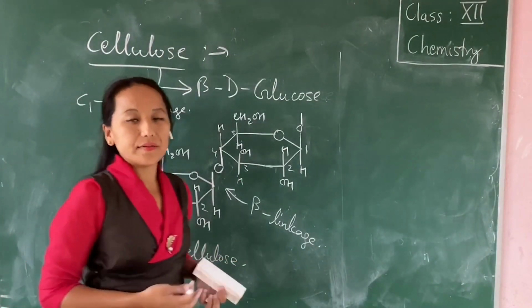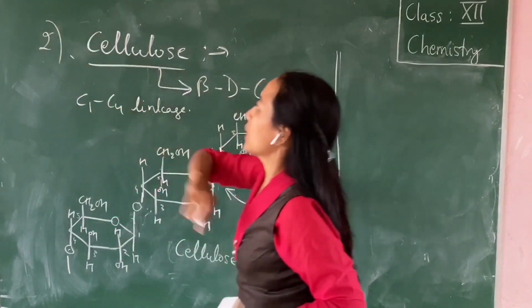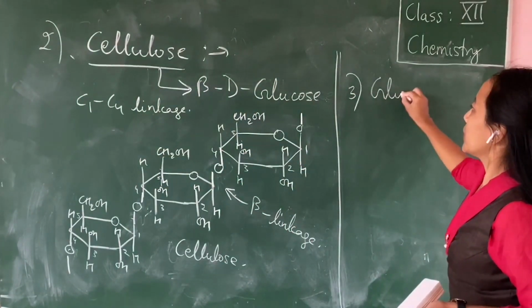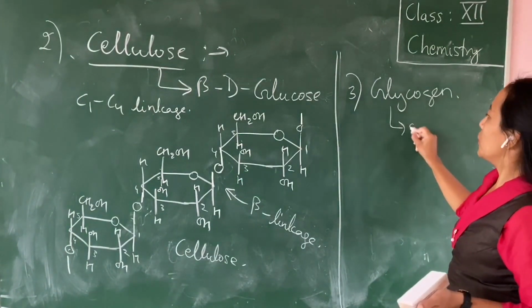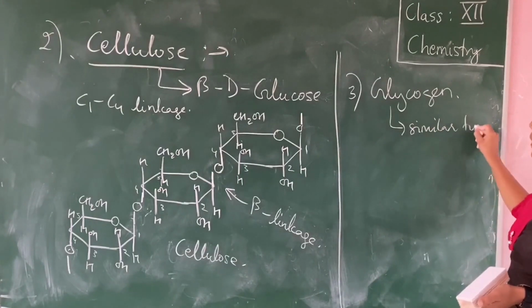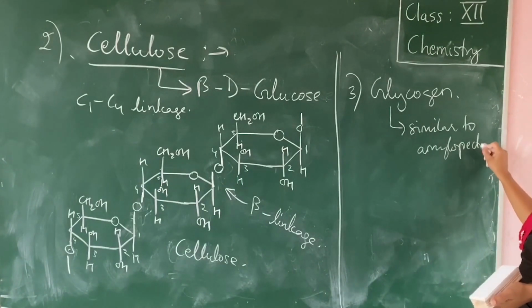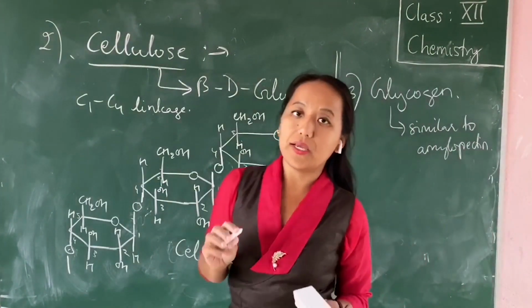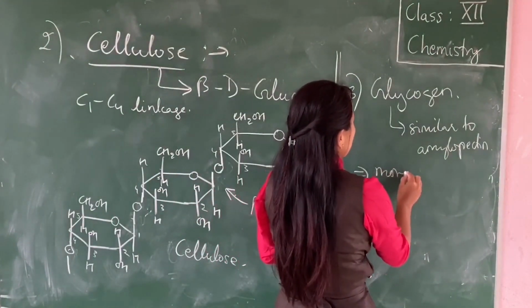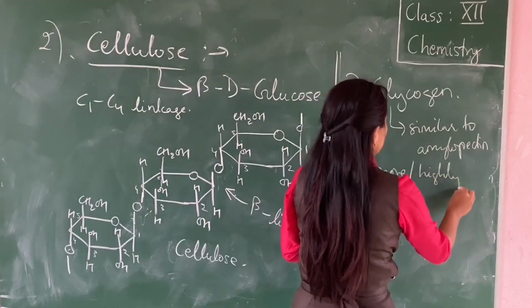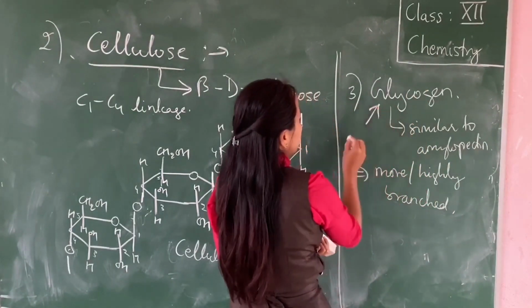Okay, then the final polysaccharide that we are going to study is glycogen. Okay, this is number 2. Second polysaccharide, and the third polysaccharide we are going to study is glycogen. Now glycogen has the structure similar to amylopectin, which we have already done, therefore I'm not going to write down the structure of glycogen. It is similar to amylopectin, only thing is it is more highly branched than amylopectin, and it is also called animal starch.